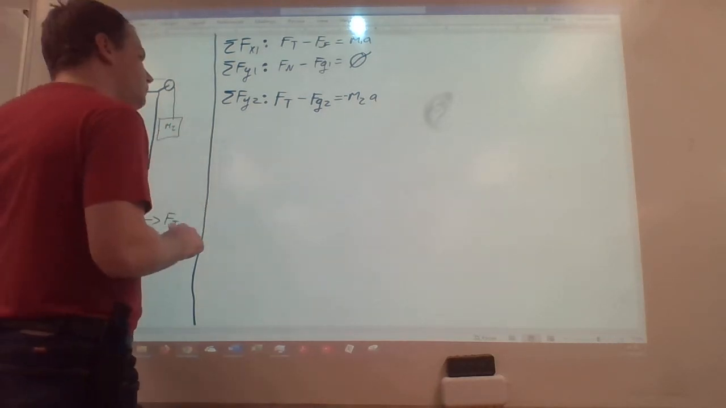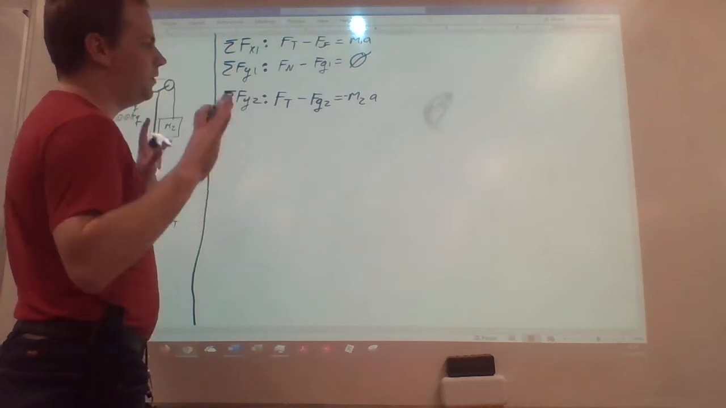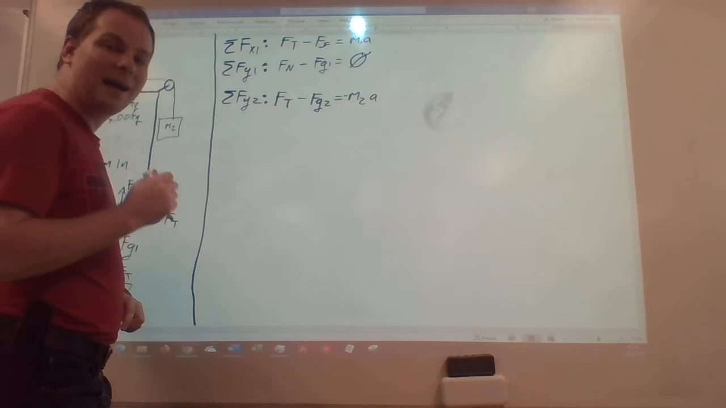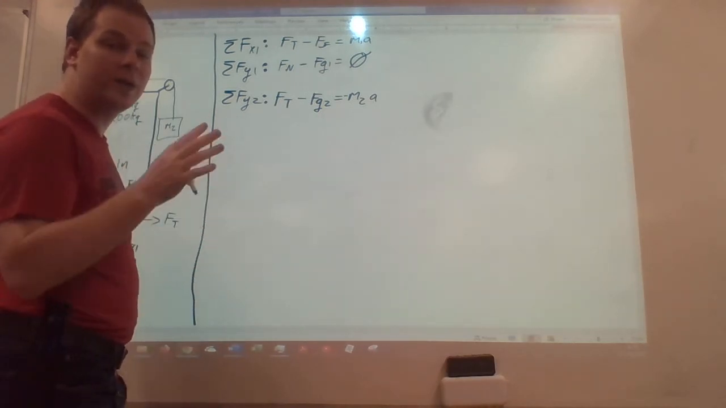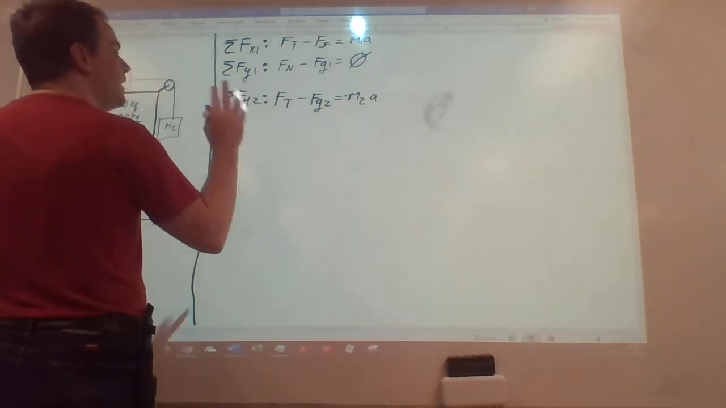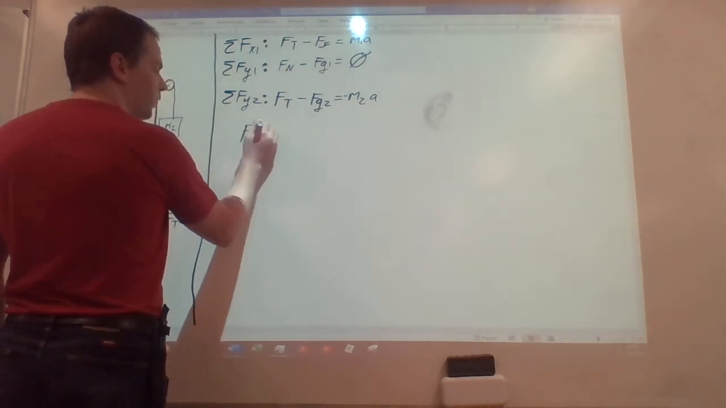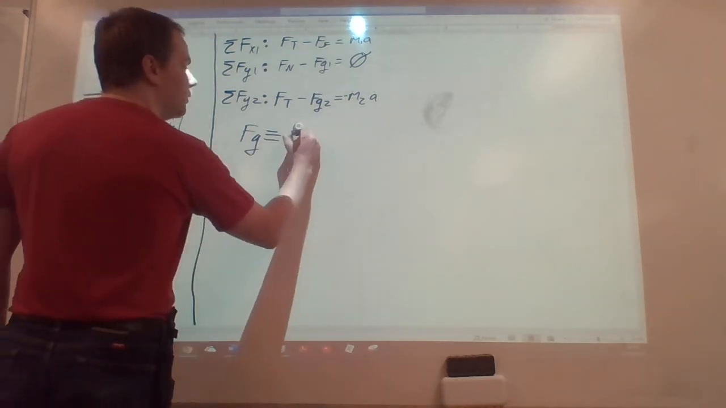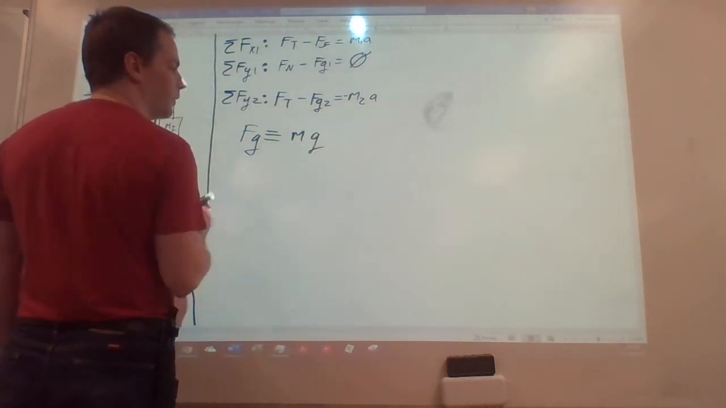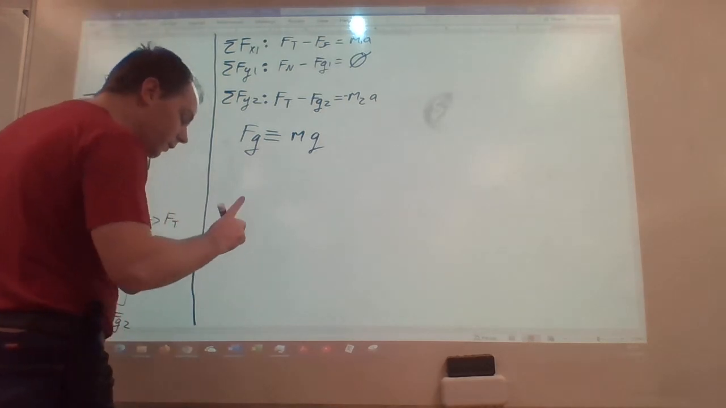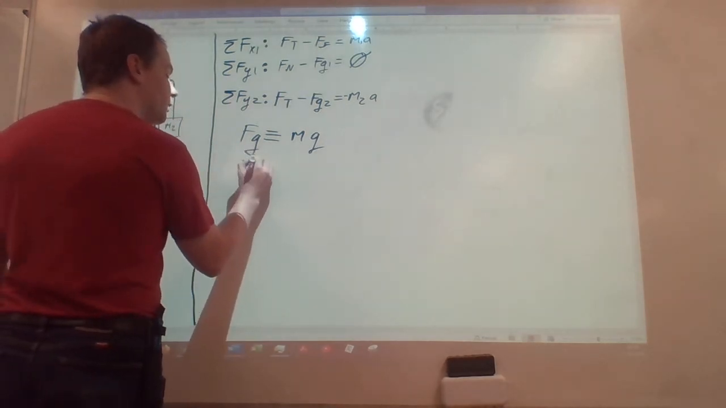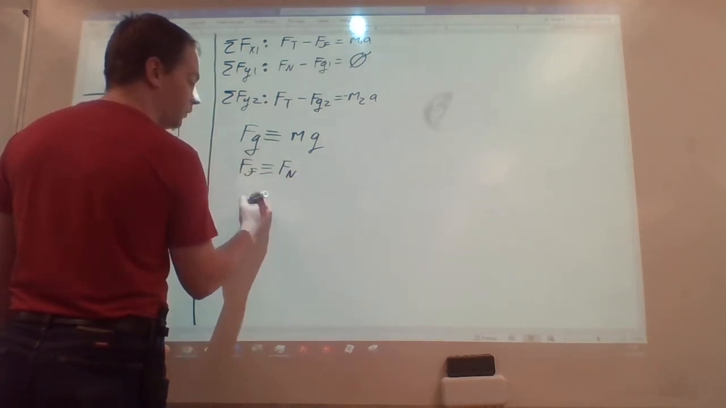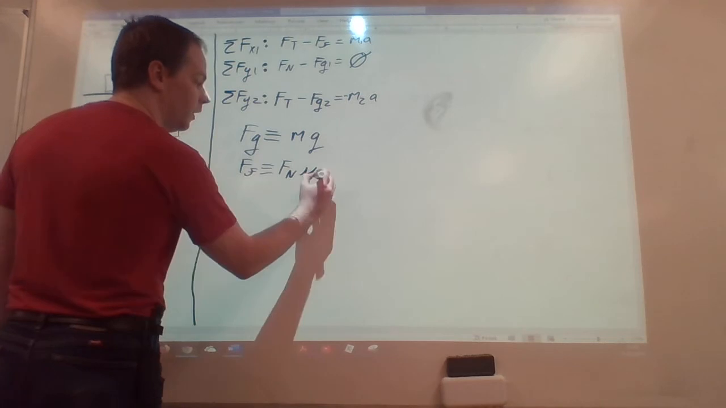Okay? Now, at this point, let's pause and take a step back. Because we have a couple of other equations that we know. We know that the force of gravity is defined for near the surface of the Earth to be the mass times the acceleration of gravity. And we know that the force of friction is defined to be the normal force times the coefficient of friction.